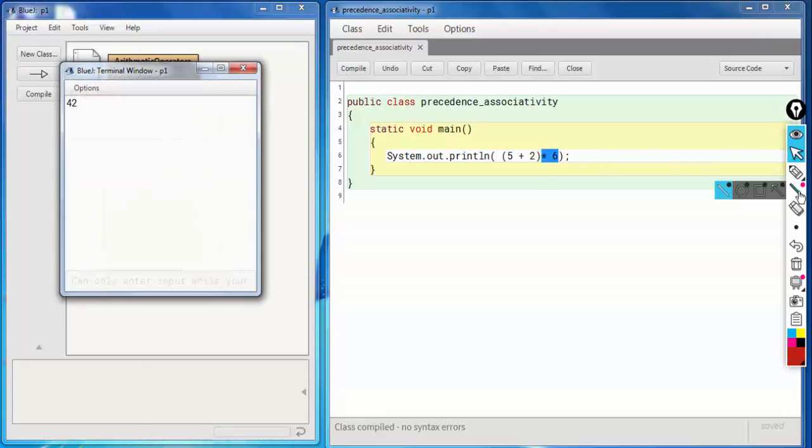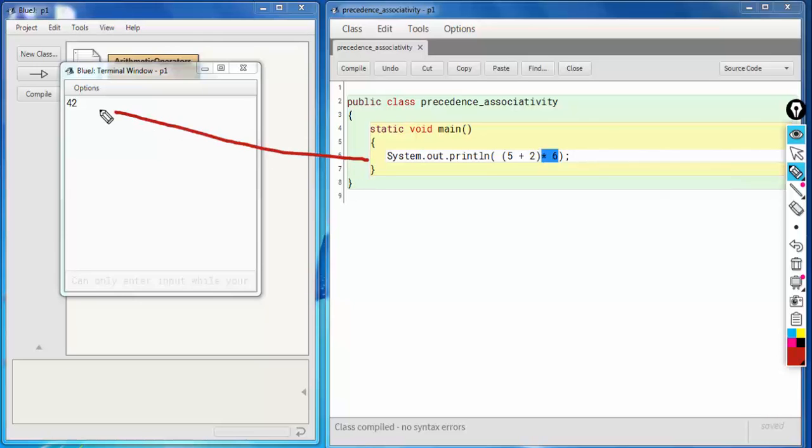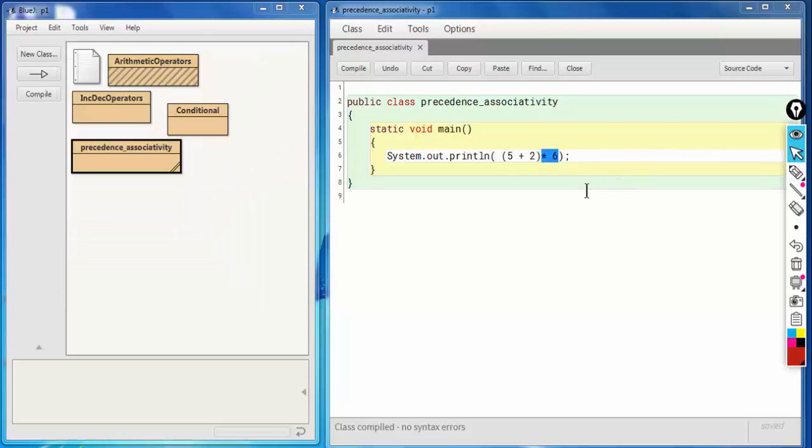So as you can see that the output is 42. So this is how you can change the default priority. Okay, now let's see what happens if we have got more than one operators and if they have the same precedence. Okay, so what am I trying to tell here?